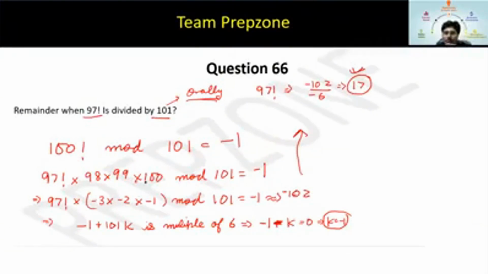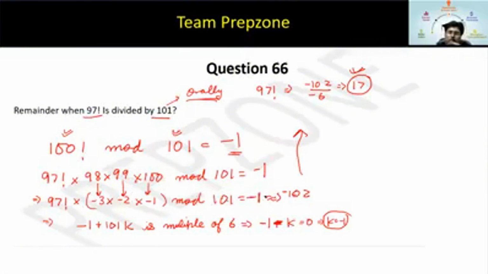Okay, everyone, just have a look. See, 100 factorial mod 101. Priyam, you can try it from 98 factorial mod 101. You should get the same answer. Now, 100 factorial mod 101 is minus 1, right? I can write it as 97 factorial into 98 into 99 into 100 mod 101 is minus 1. This becomes 97 factorial mod 101 into minus 3, minus 2, minus 1 mod 101 is minus 1. Cool. This is 6.